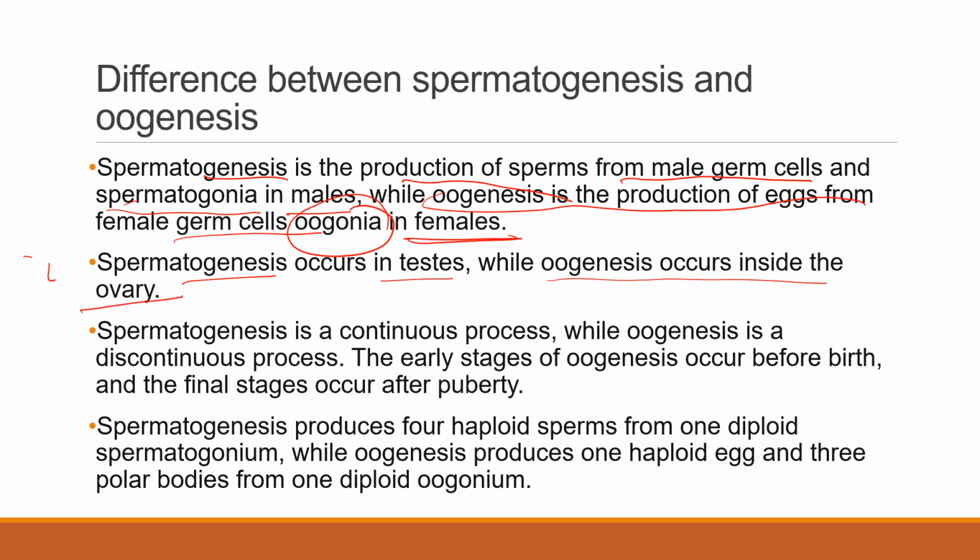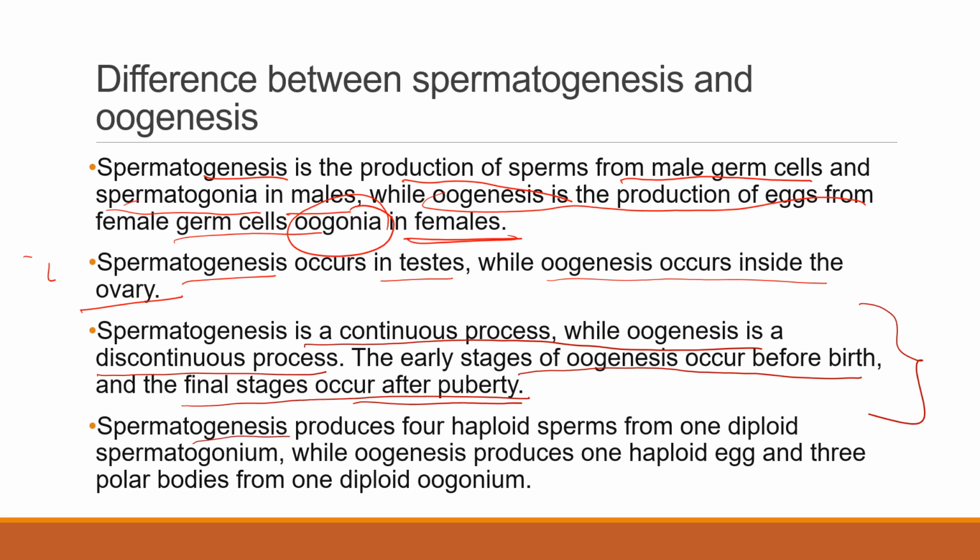Third, spermatogenesis is a continuous process while oogenesis is a discontinuous process. It is arrested from birth till puberty, in the prophase 1 of meiotic cell division. The early stages of oogenesis occur before birth and the final stages occur after puberty. So it is a discontinuous process. Is it clear to everyone? Please remember these points specifically so that it will be very clear for you all.